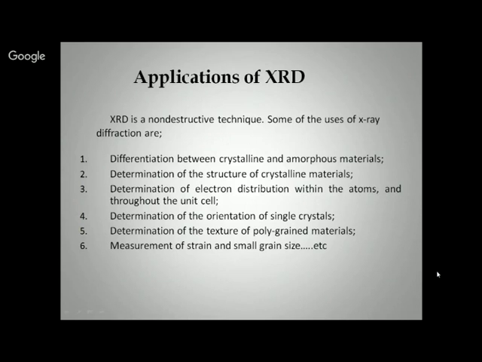Then from these X-rays, you can easily tell what the grain size is or what the strain is. Even if you are dealing with nanoparticles, you can tell the average size, and then you can compare it with the electron microscope images.